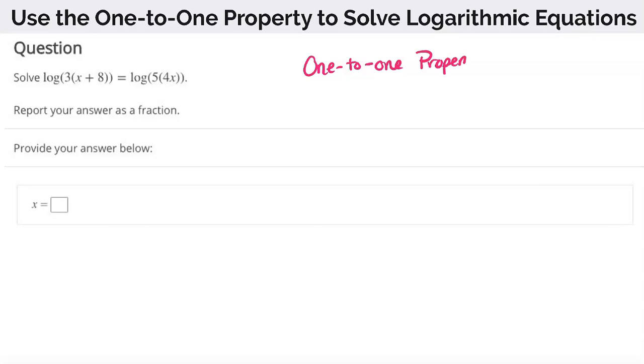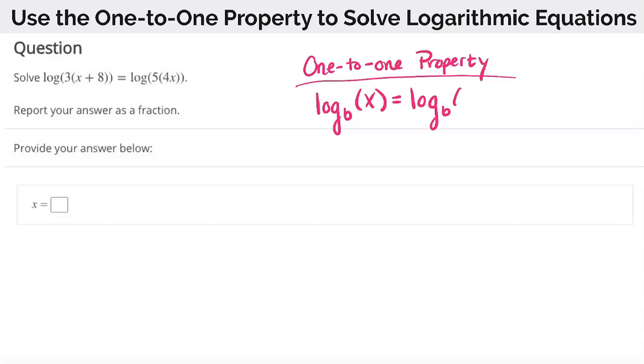So if you remember, what the one-to-one property says is for a function to be one-to-one, that means that every input corresponds to exactly one output and vice versa. Every output has to have come from exactly one input. So our one-to-one property for logarithms just means if we have a log of any base, and we have one expression as the input on one side of the equation, and the outputs of these two logs are equal, the only way that could be true is if the inputs were equal. In other words, these two equations are equivalent.